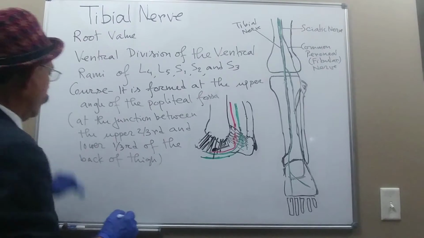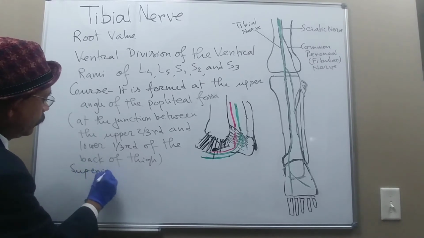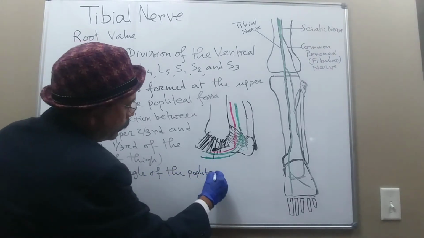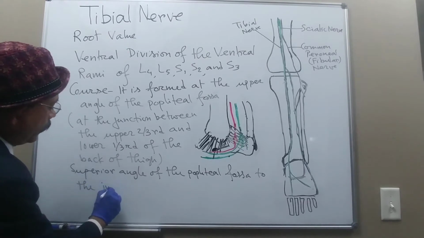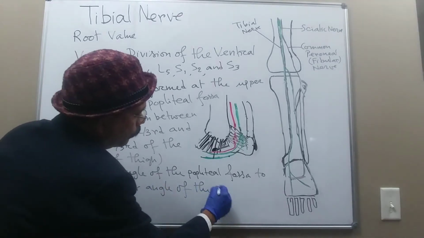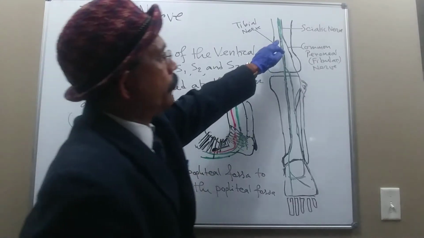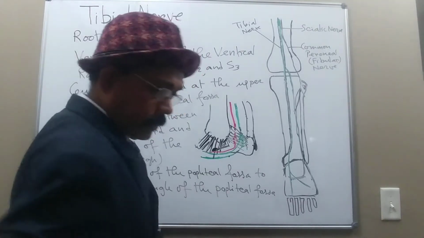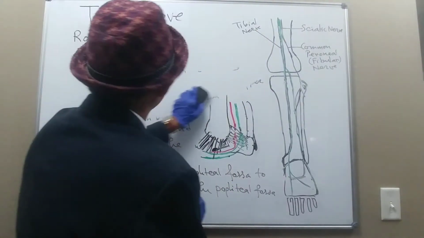It goes through the superior angle of the popliteal fossa to the inferior angle of the popliteal fossa. So from the superior angle to the inferior angle of the popliteal fossa, and then it passes over the popliteus muscle in the course.